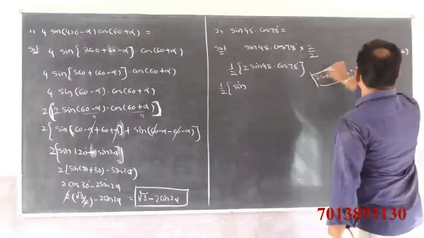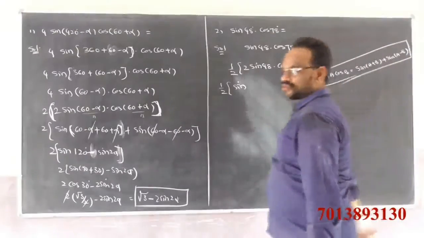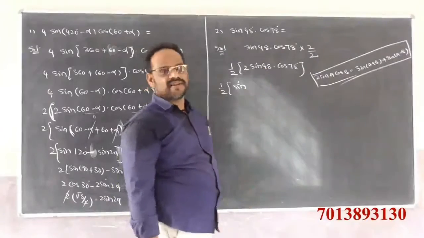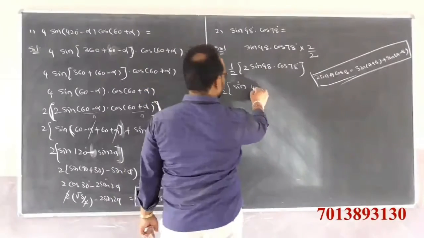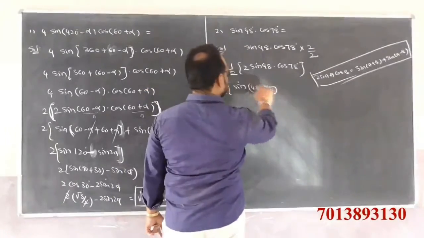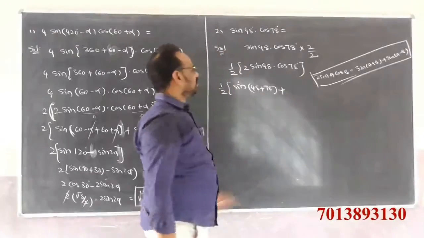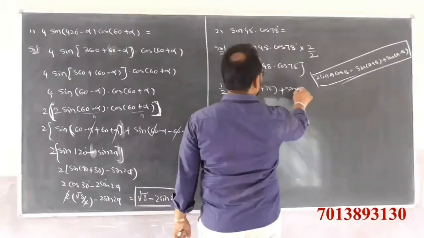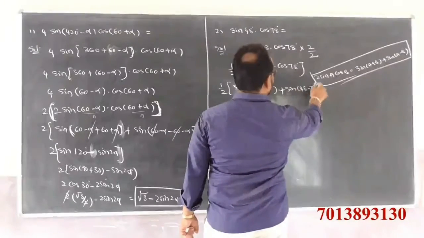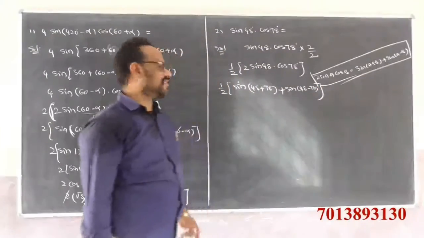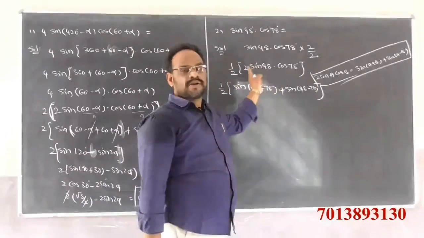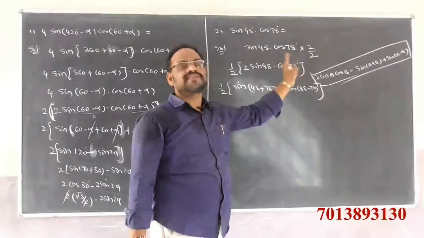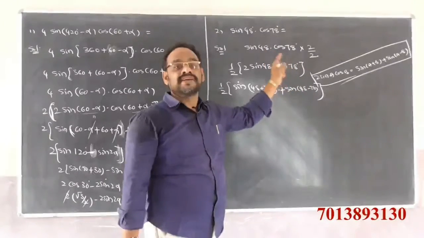2 sin A cos B is equal to sin sum plus sin difference. A value how much here? 48. So 48 plus 78, plus sin difference, nothing but sin 48 minus 78. 2 sin A cos B is nothing but sin sum plus sin difference.